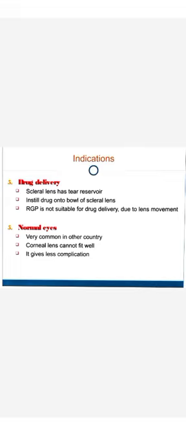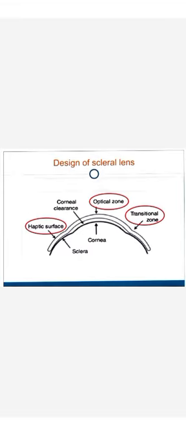Drug delivery: scleral lenses act as a tear reservoir, and instilled drugs are held behind the scleral lens. RGP lenses are not suitable for drug delivery due to lens movement. Scleral lenses are very common in other countries for normal eyes where corneal lenses cannot fit well, and they give fewer complications.